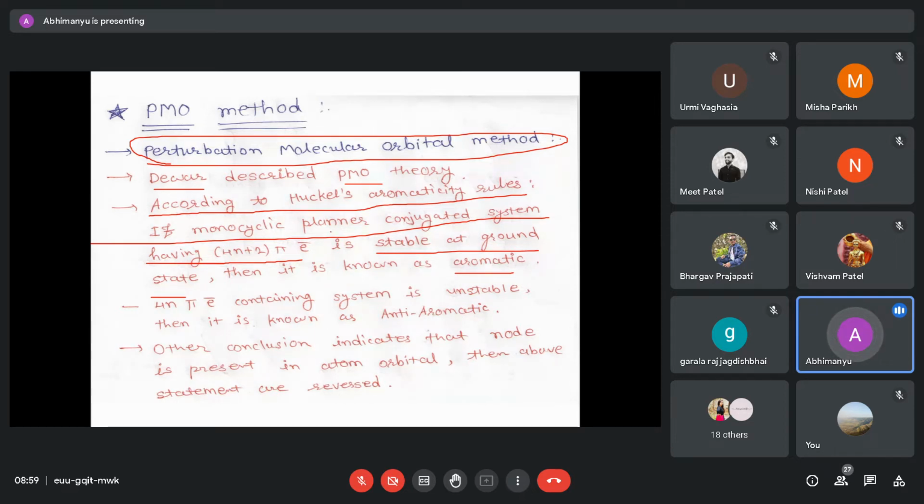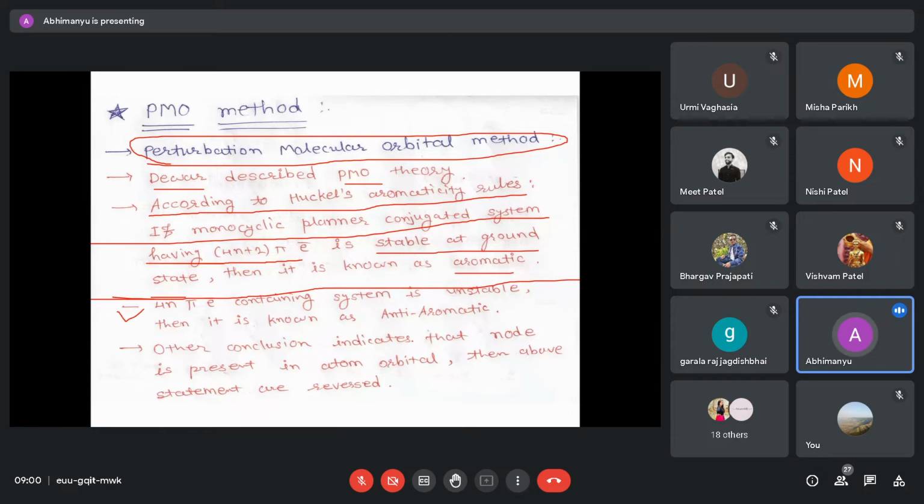So now I will discuss the story about the higher state. Higher state means what? Okay, psi2 state, psi3 state, psi4, psi5, etc. Okay, so what about the 4n pi electron system? In 4n pi electron system, it is not aromatic. Yes, it is anti-aromatic as per the Huckel's rules. But what about the psi2? What about the psi3? What about the psi4?